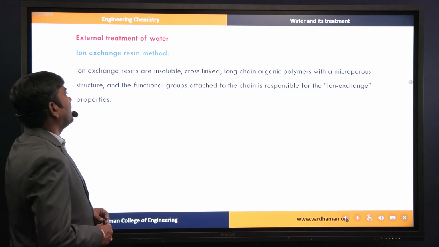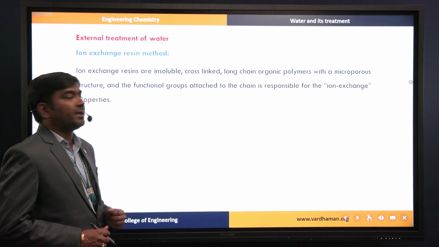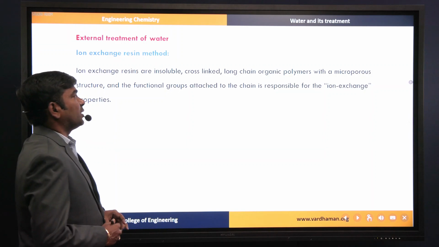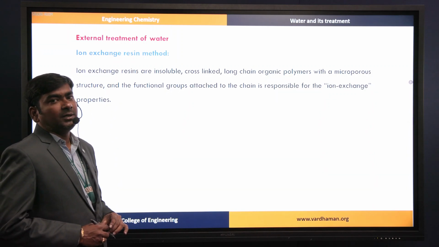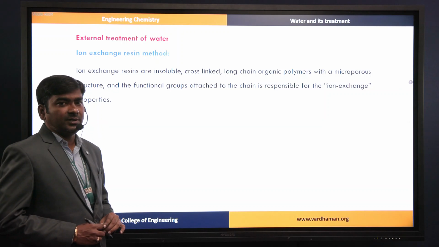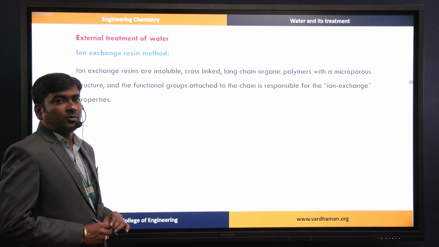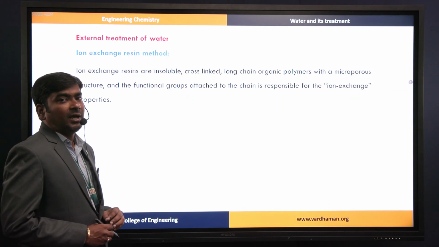So, ion exchange resin method. Here we are going to use organic compounds, right? Insoluble cross-linked organic compounds are used in the ion exchange resin method. In this method, we are going to remove the ions which are present in the hard water.